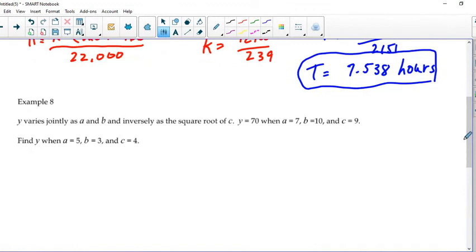I appreciate that. Y varies jointly as a, b, and inversely as the square root of c. Whew, that's a lot to think about. But as soon as I see that y varies jointly, I'm going to do y equals k times a times b, and inversely as the square root of c. Remember, inverse the square root of c. Okay. Could you solve this for k? Well, of course you can.